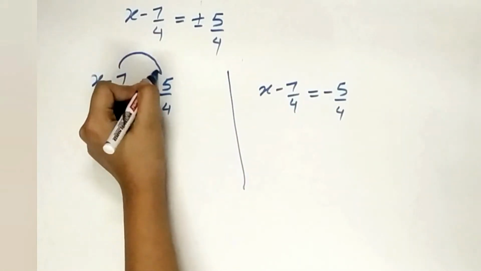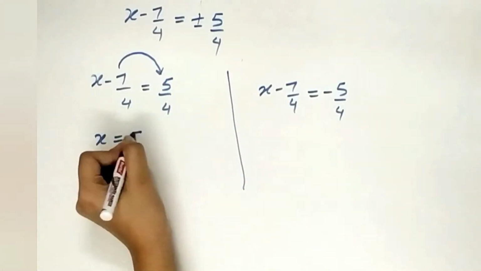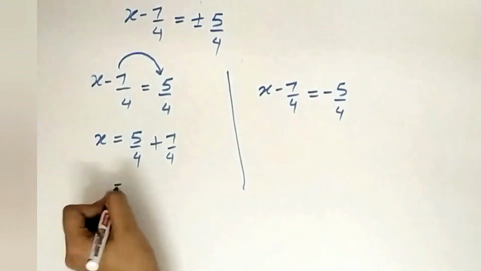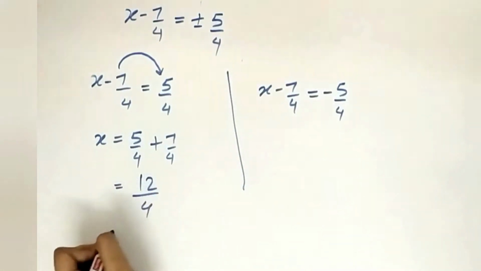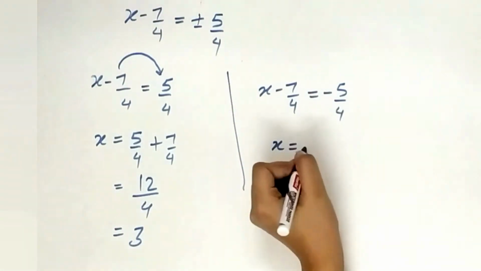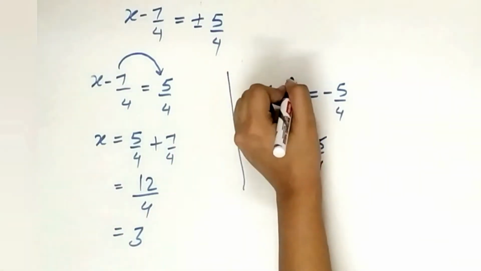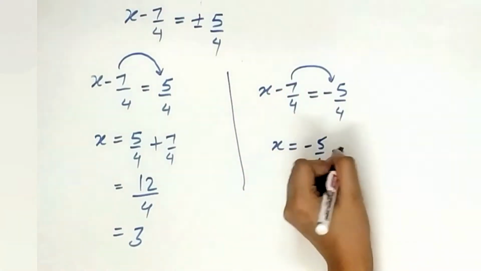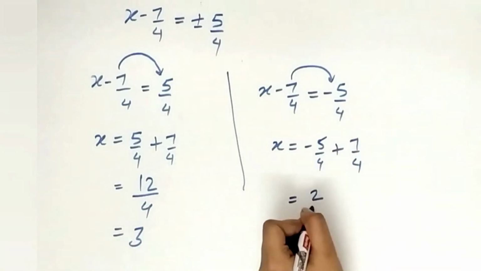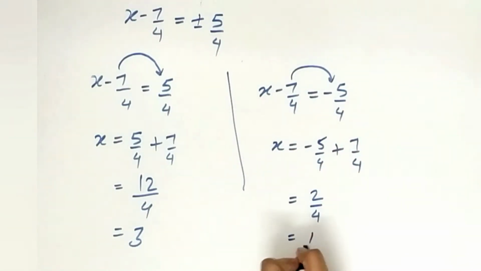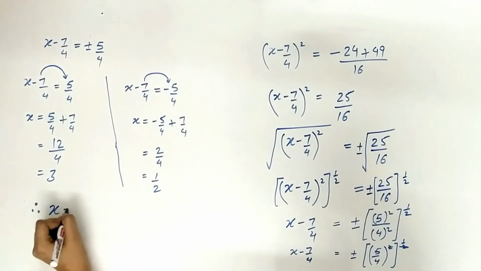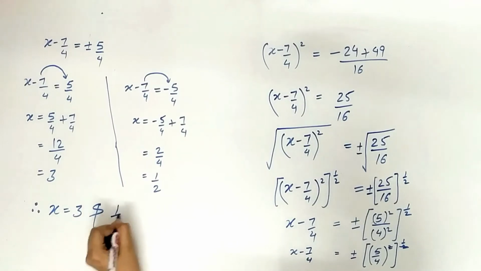Now transpose minus 7 by 4 to right side. Equal to 12 by 4, which is equal to 3. Minus 5 by 4, transpose minus 7 by 4 to right side, plus 7 by 4. Minus 5 by 4 plus 7 by 4 is 2 by 4, which is equal to 1 by 2. So roots of given quadratic equation are 3 and 1 by 2.